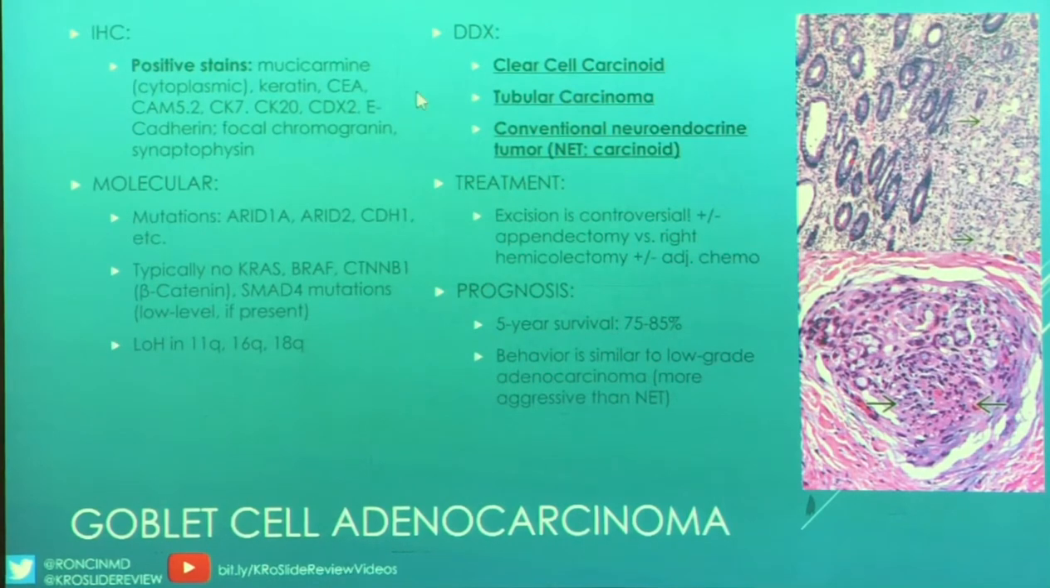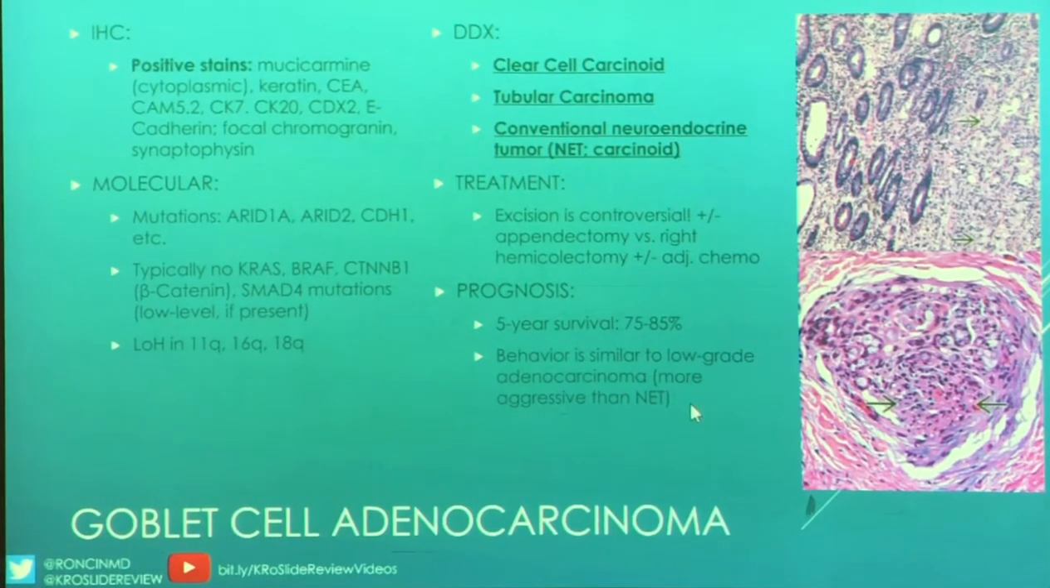And your differential is pretty much things that either look like neuroendocrine or things that are clear, and other lesions that like to occur within the appendix. So they can do an appendectomy for it, but some people argue that you really should be doing a hemicolectomy. And some people will say that you should really tag on some chemotherapy with these. But really, the 5-year survival is excellent with these at 75 to 85%.